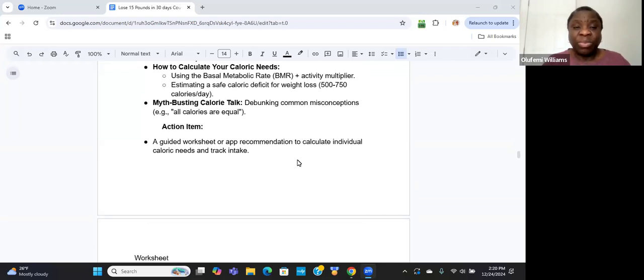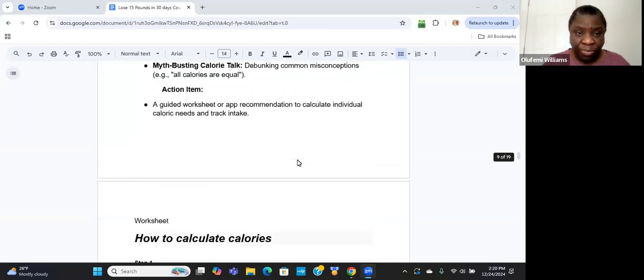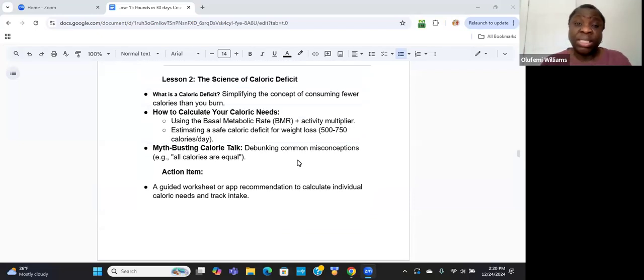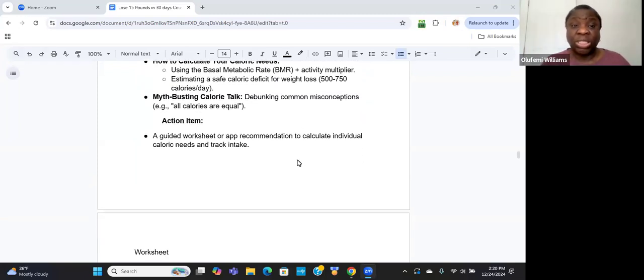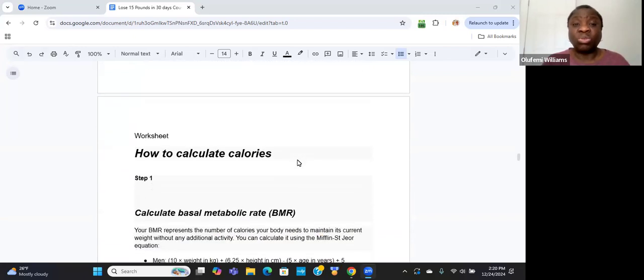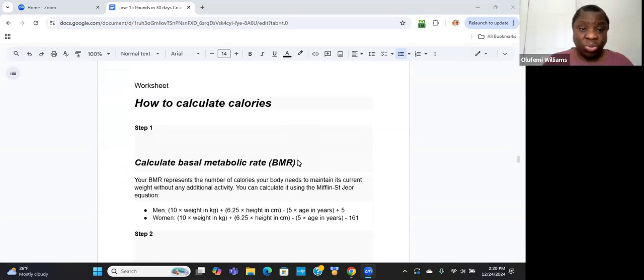Now, before we go to lesson 3, I want to show you a worksheet, because this is what I want you to do for your homework for this lesson. There's an app you can use to calculate how many calories you need. After you calculate how many calories you need, you can subtract 500 calories from it so that you know how much you want to eat a day. However, if you want to know how the app or the website finds out, this is what you do.